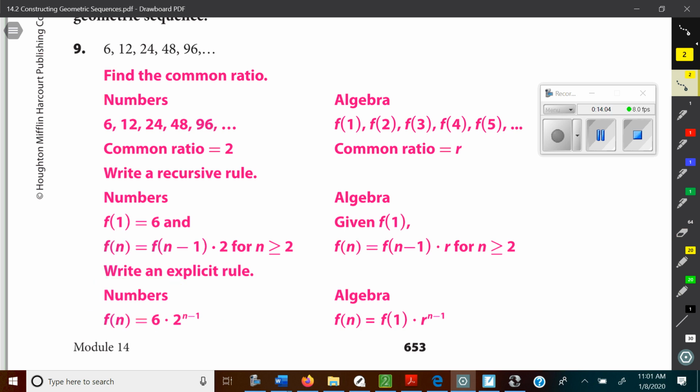Okay, and that is writing a geometric sequence for the recursive and the explicit rule.